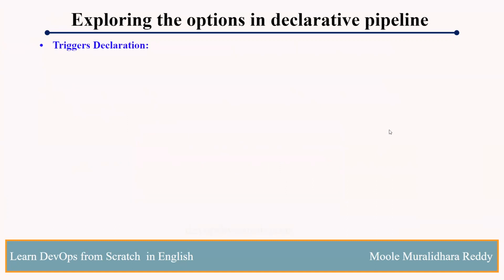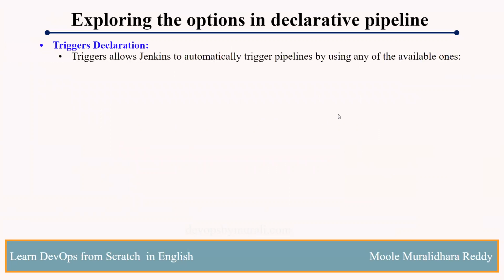Next one. Coming to the triggers declaration. Triggers declaration is nothing but defining when you want the particular job to run. For example, when a modification is done in code, if you want to run the build, you can use the triggers option. If you remember, inside the Jenkins job we have build periodically, pollSCM, and also webhook, right? Same thing. Instead of configuring at the Jenkins job level, we can directly configure it in the pipeline also. Inside the Jenkinsfile, we can use this triggers option.